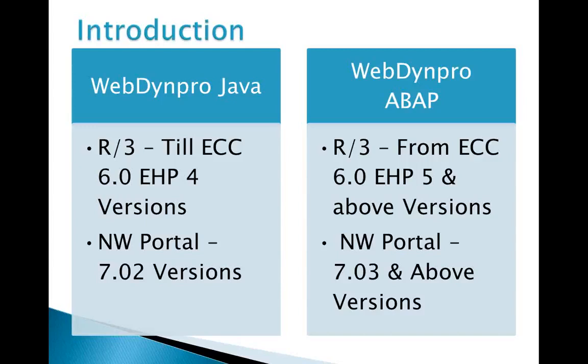As I told you, we are going to make use of these portals, NetWeaver portals. Portals also have different versions. The 7.2 version is compatible with Web Dynpro Java. If you are suggesting Web Dynpro ABAP, then you have to ask your client to upgrade to the 7.3 version of the portal. Of course, in 7.3 we can also deploy the Web Dynpro Java related components.